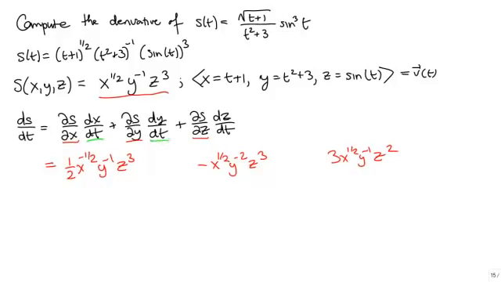Next, I'll work out these three derivatives with respect to t. The derivative of x with respect to t is 1, the derivative of y with respect to t is 2t, and the derivative of z with respect to t is cosine of t. And so I'll add these three expressions up. That's what the multivariable chain rule says. Notice that there's some things that I could factor out of this. I could factor out an x to the -1/2, because there's a power of x common to everybody, and -1/2 is the smallest. There's also a y to the -2 common to everybody, and there's also a z squared common to all these terms. So I could pull them out.